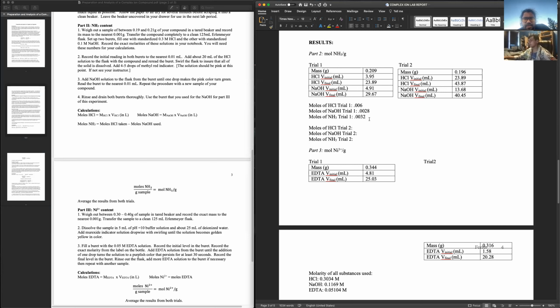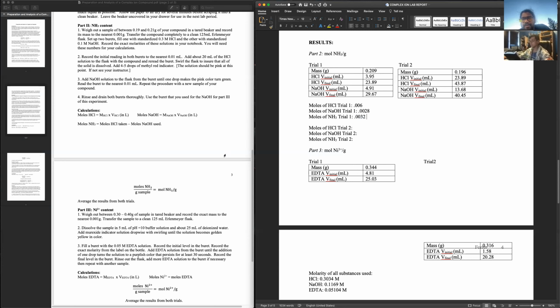Do I put anything at the end? Moles? You don't have to, since you already said moles. But now what you do is you take what you got for moles of NH3, and you divide it by the mass that you had for the sample. So you divide it by 0.209. Yeah. And that'll give you the number of moles of ammonia. Grams per mole, right?